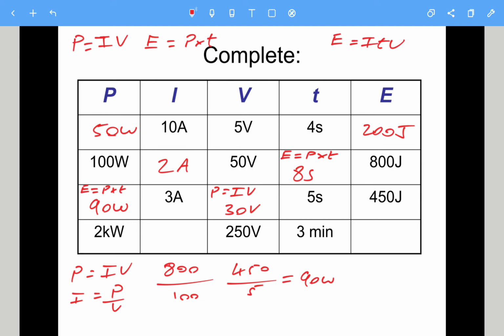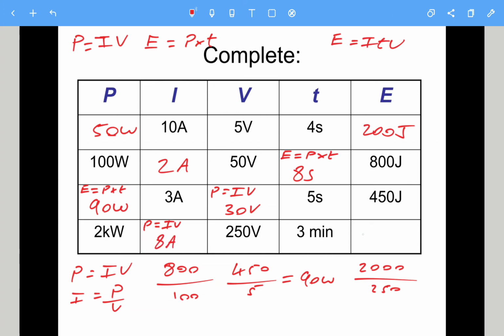For the last one, we've got P equals IV. So the current is power divided by voltage. So we've got 2 kilowatts, which is 2000. Let's put this here. So 2000 divided by the voltage of 250. And if we calculate that, we get 8 amps.